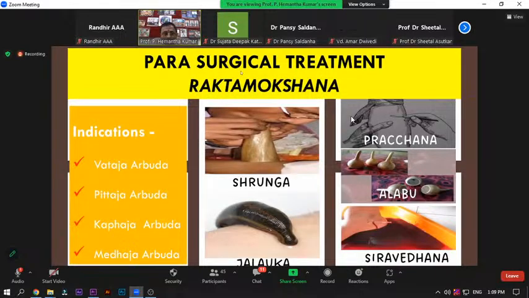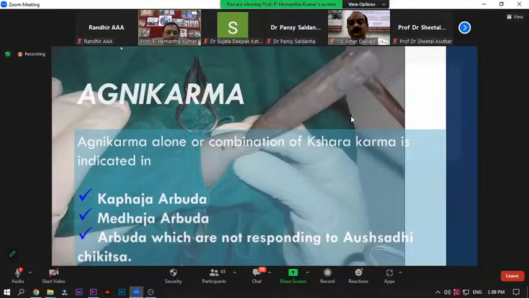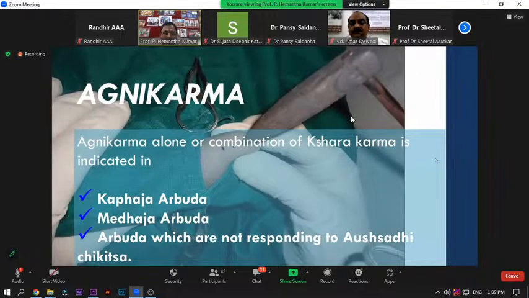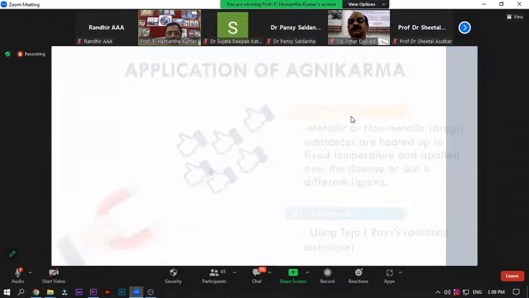And coming to parasurgical management, in the classics they mentioned, especially for Vataja, Pittaja, Kaphaja Arbuda and Medoja Arbuda, Shringavacharana, Jalukavacharana, Prachana Karma, Sira Vedhana. And Agni Karma is also widely used, especially mentioned for Kaphaja Arbuda, Medoja Arbuda, and those Arbudas which are not responding to Aushadha Chikitsa. We can go for Agni Karma.